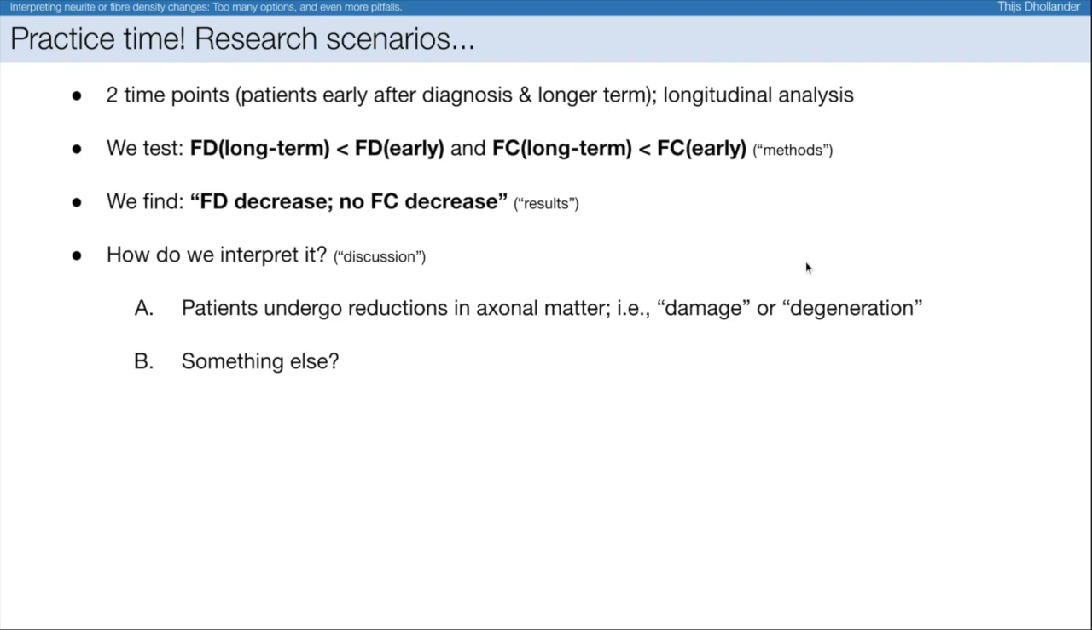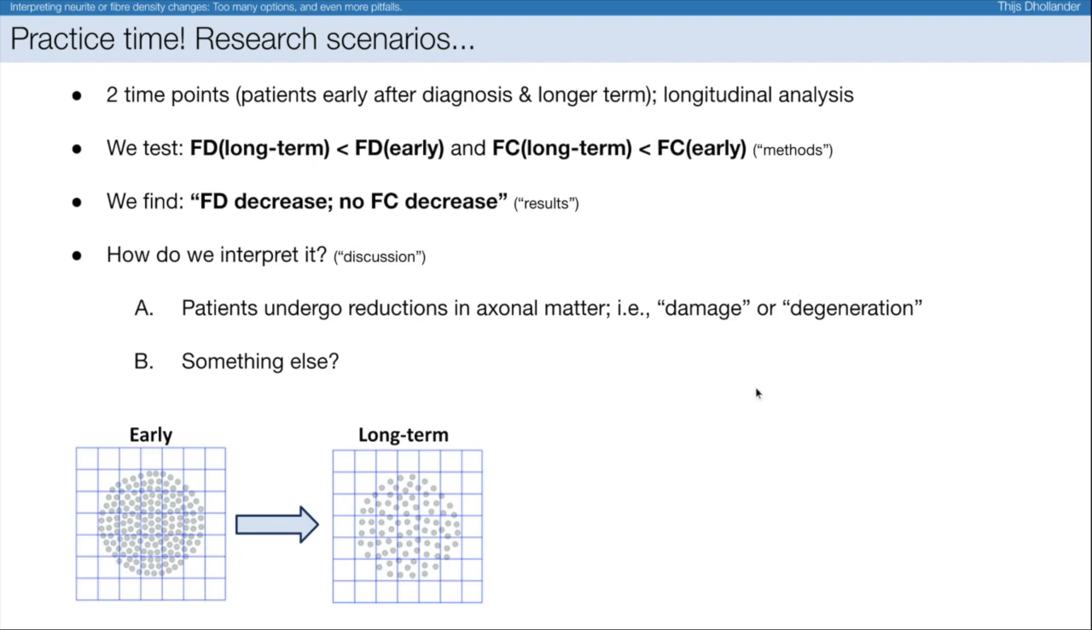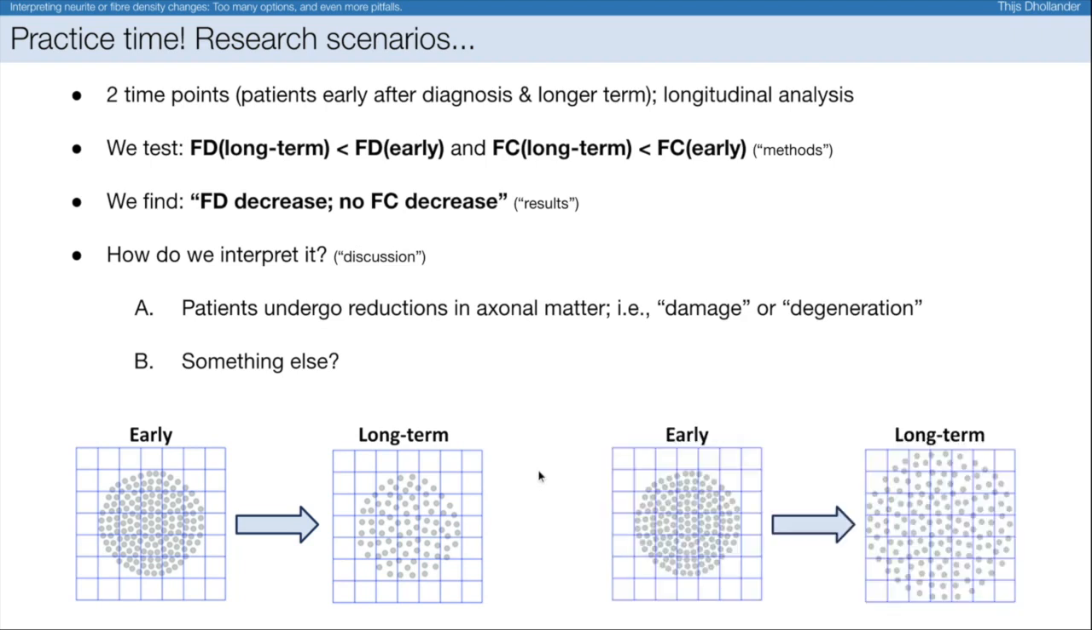Well, let's go again through some scenarios. So would this be an option? Early on versus longer term, fiber density decrease? Check, it is indeed decreased. No FC decrease? Indeed, the bundle is the same. So indeed, in this case, we could write A. There is obviously damage. But what about this scenario? Density decrease? Check. No fiber cross-section decrease? Well, check. It's not decreased. It's increased. So where did you get caught out here? You did not test for an FC increase. So what is this scenario? Does this make sense?